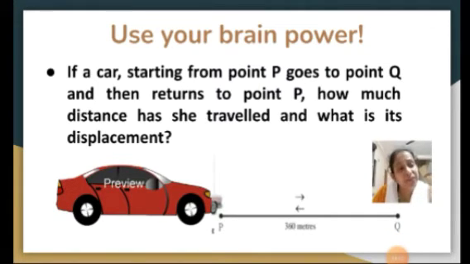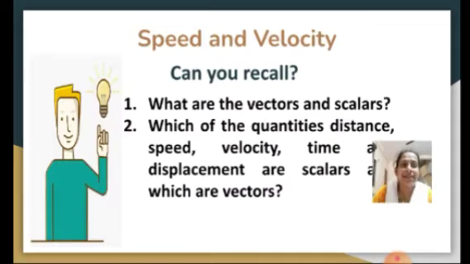Now even if the displacement of an object is 0, the actual distance traversed by the object may not be 0. That you have to take into consideration, or you have to remember this. Even if the displacement is 0, the actual distance traversed by any object may not be 0. Now let us move ahead with the next part of the lesson, that is speed and velocity.